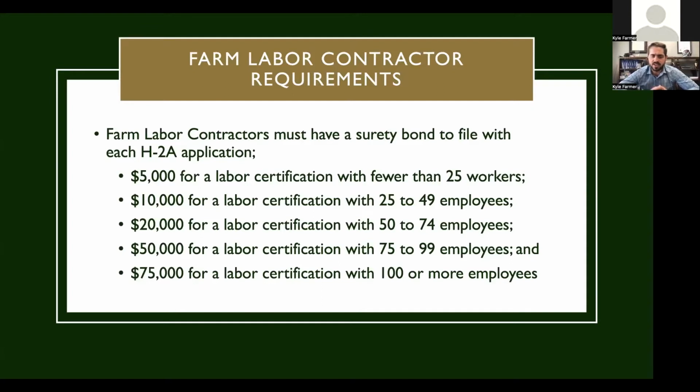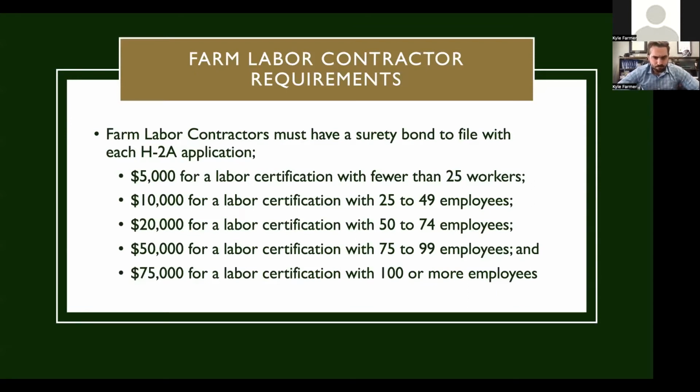The surety bond offsets that risk, so the Department of Labor can at least call the surety, the bond, to then pay for some of those things, back wages in particular. So you can think of it as basically insurance on your company paying your workers. And that's why the amount varies based off of the number of workers. You need a $5,000 surety bond if you're seeking a labor certification with fewer than 25 workers, $10,000 if between 25 and 49 workers, $20,000 if between 50 and 74 workers, $50,000 if you're between 75 and 99 workers, $75,000 if you're at 100 or more workers.